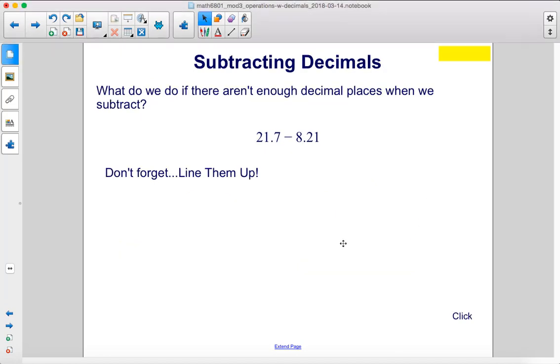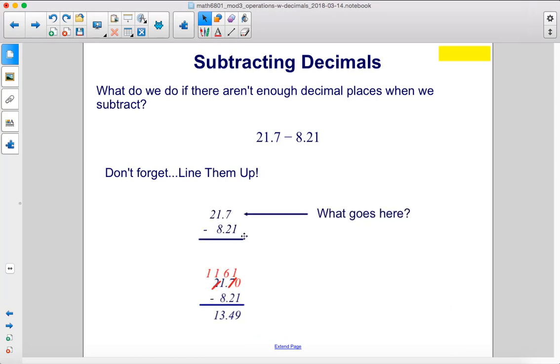What do we do if there aren't enough decimal places when we subtract? Don't forget to line them up. Alright, so we line them up and we see we're missing a spot here. Well, we can just put a 0 there and then use the normal subtraction rules to take 1 away from the 7 here and make this into a 10.